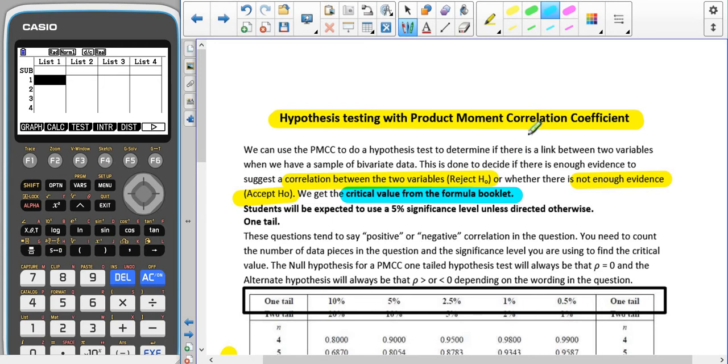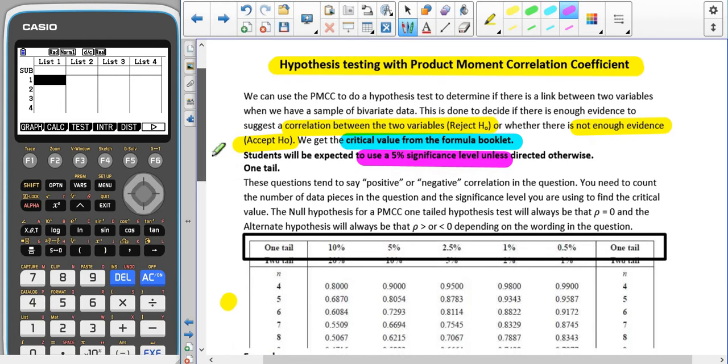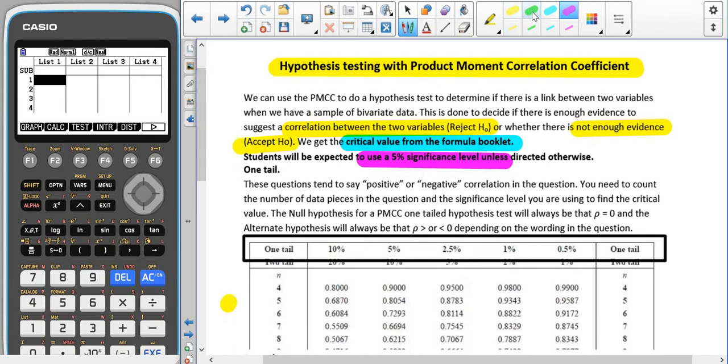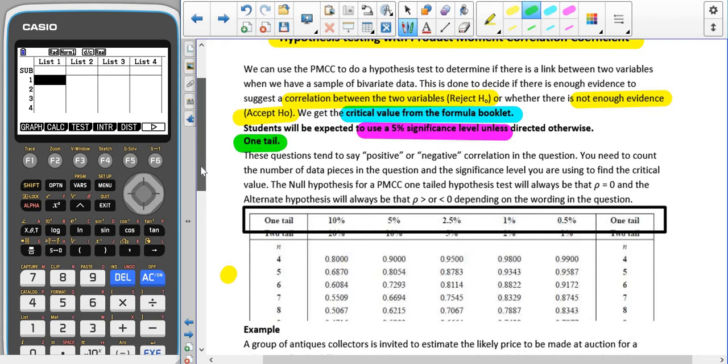This is on page 23. And if the hypothesis test doesn't tell us a significance level to use, then we're going to use a 5% significance level. Now, most hypothesis tests in A-level statistics are split into two different types, which are one-tailed and two-tailed. So we're going to start off by having a look at the one-tailed hypothesis tests.